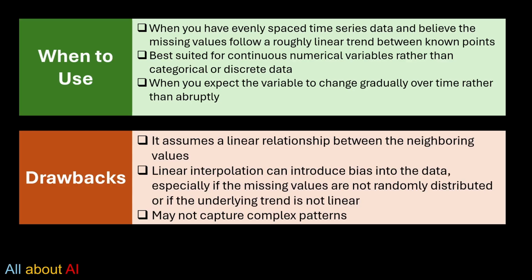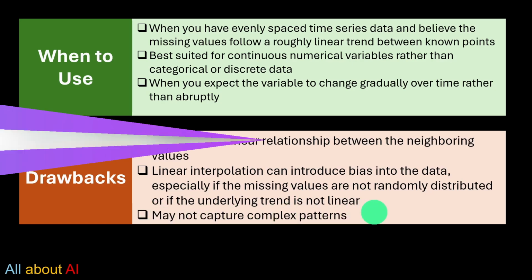This is useful for time series data when we have evenly spaced time series data and we believe the missing values follow a roughly linear trend between known points. It's useful for continuous variables. If we believe there is a gradual change in the variable, then this is a suitable method. In this case, we are assuming the variable changes gradually over time and there is no abrupt change in variable values. Now, in terms of drawbacks, it assumes a linear relationship between neighboring values. Linear interpolation can introduce bias into data and it may not capture complex patterns.